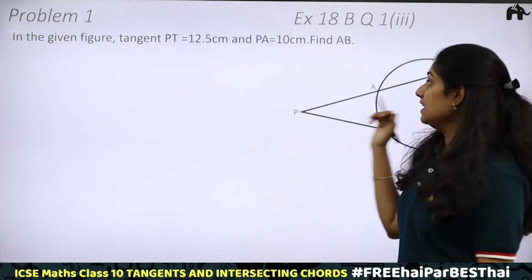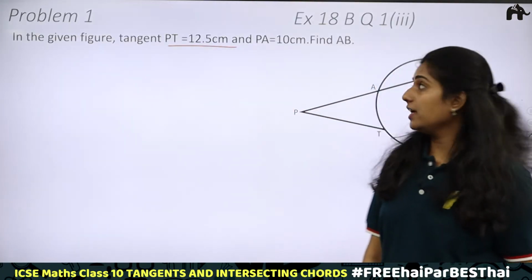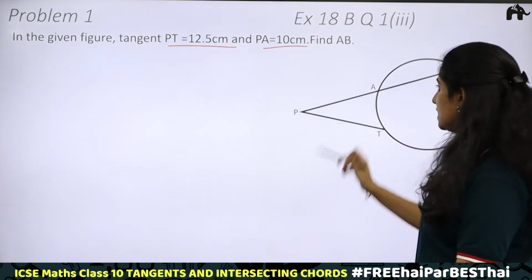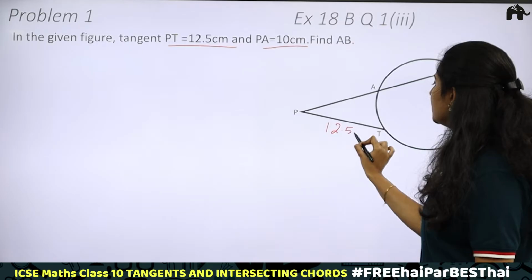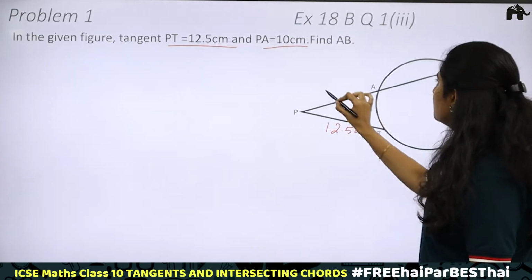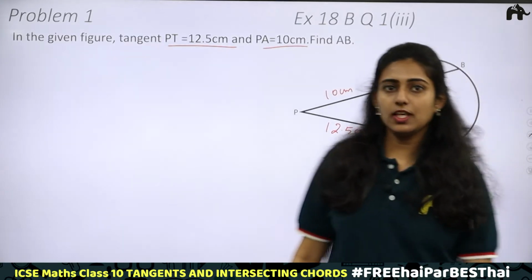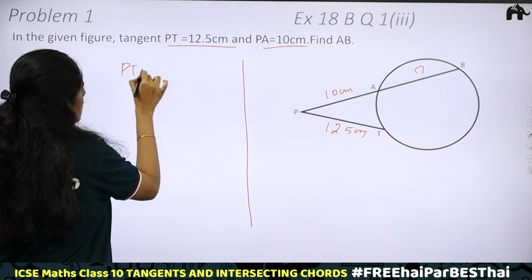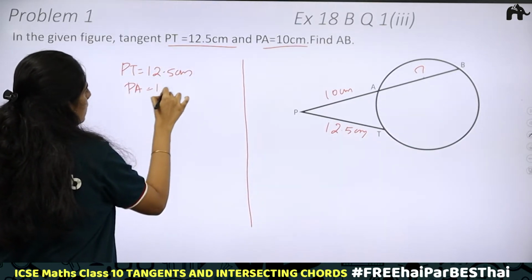Third part, in the given figure, tangent TP is equal to 12.5 centimeter and PA is equal to 10 centimeters. PT is this part and that is 12.5 centimeter, and PA, this part, is 10 centimeter. We have to find AB, this length. Here we have PT given. PT is equal to 12.5 centimeter. PA is equal to 10 centimeter.